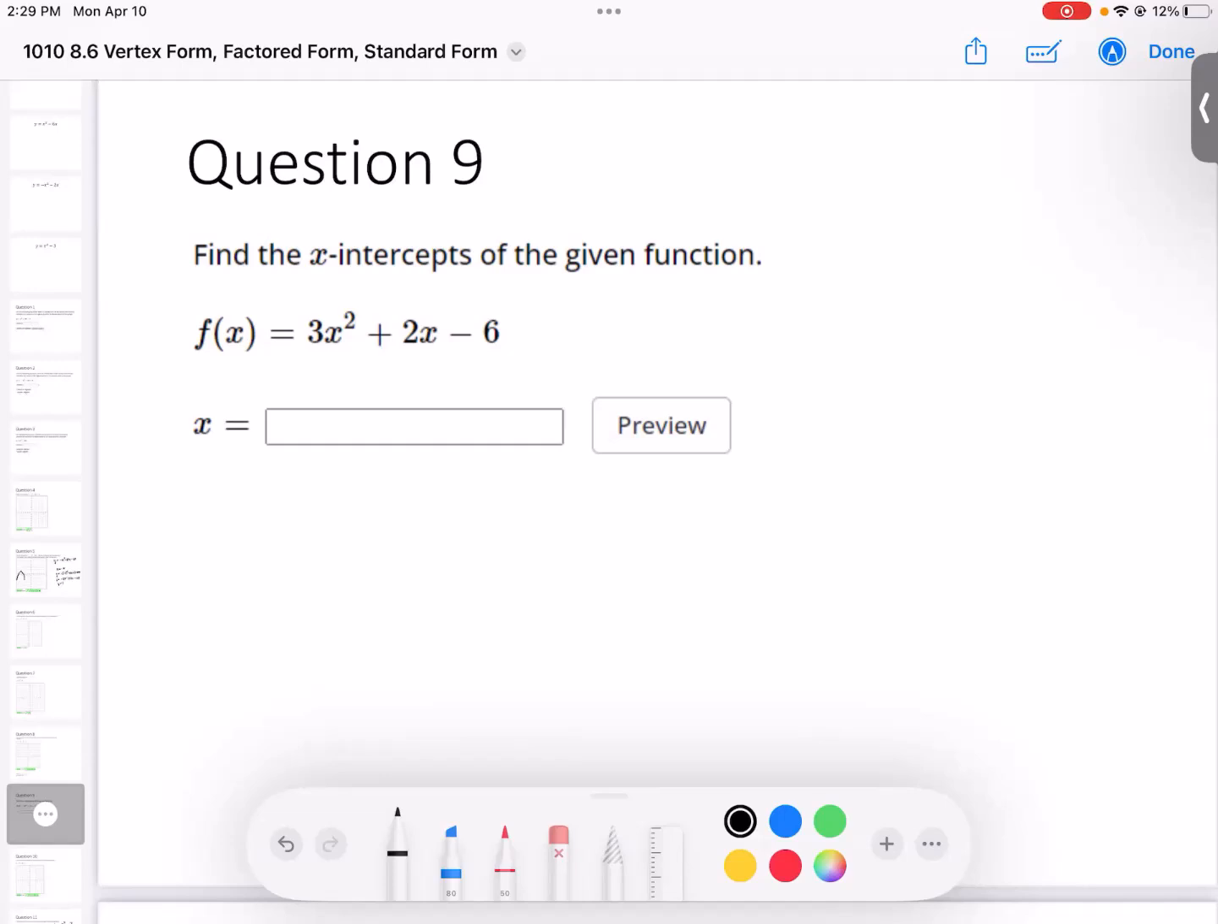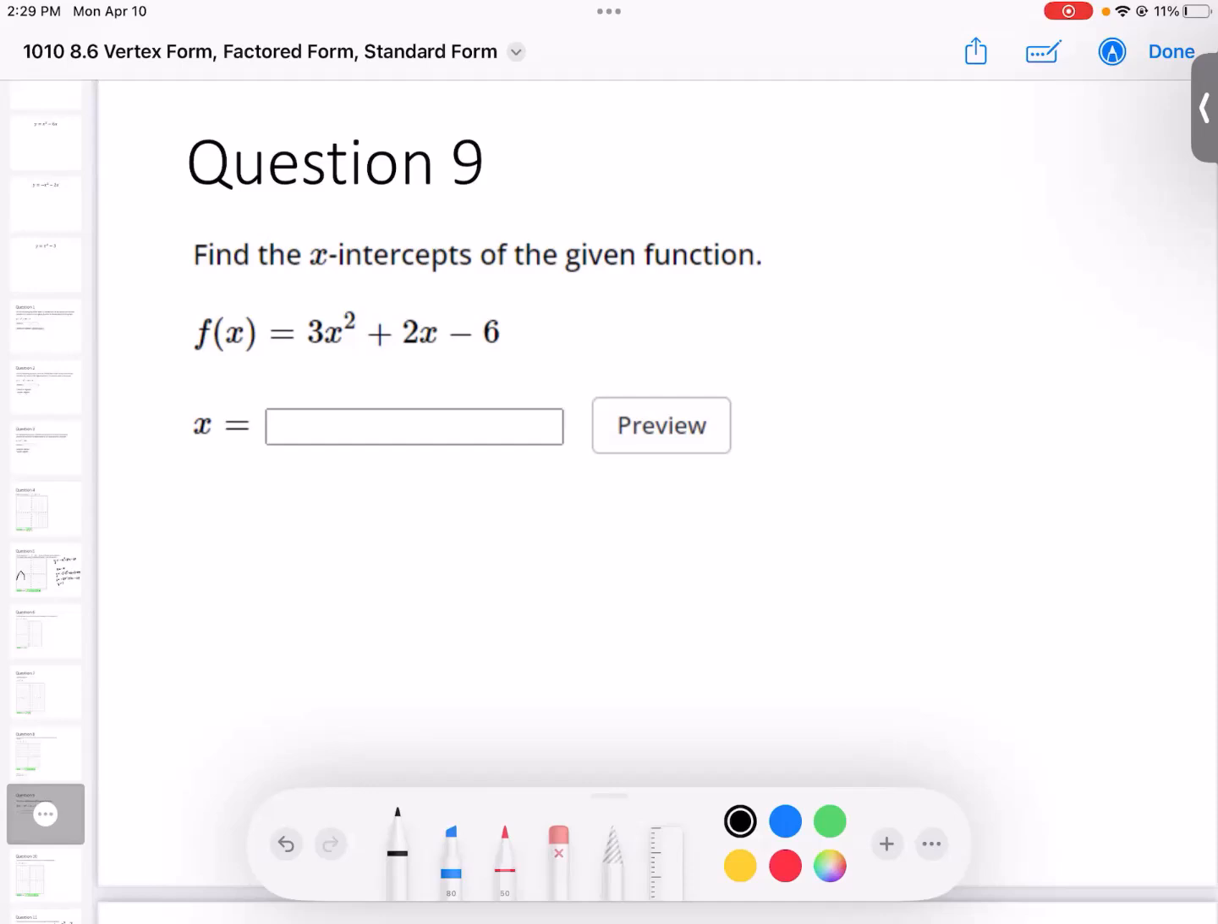Okay, I'm gonna do question 9 on the board because I haven't done one yet where you have a number with the x squared. We did one where there was a negative, but if you have a number, you also need to work with that. So if you want to do number 9 with me, you're welcome to.